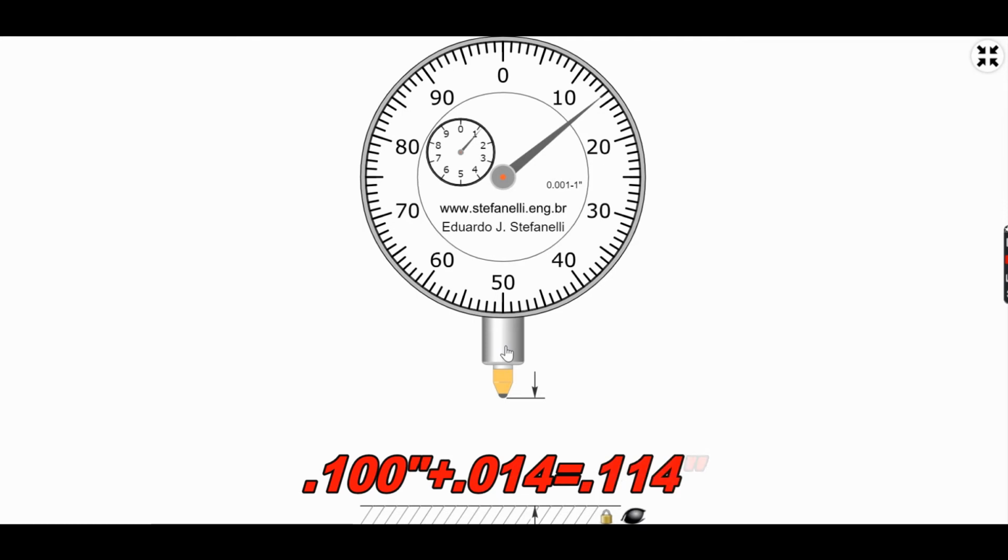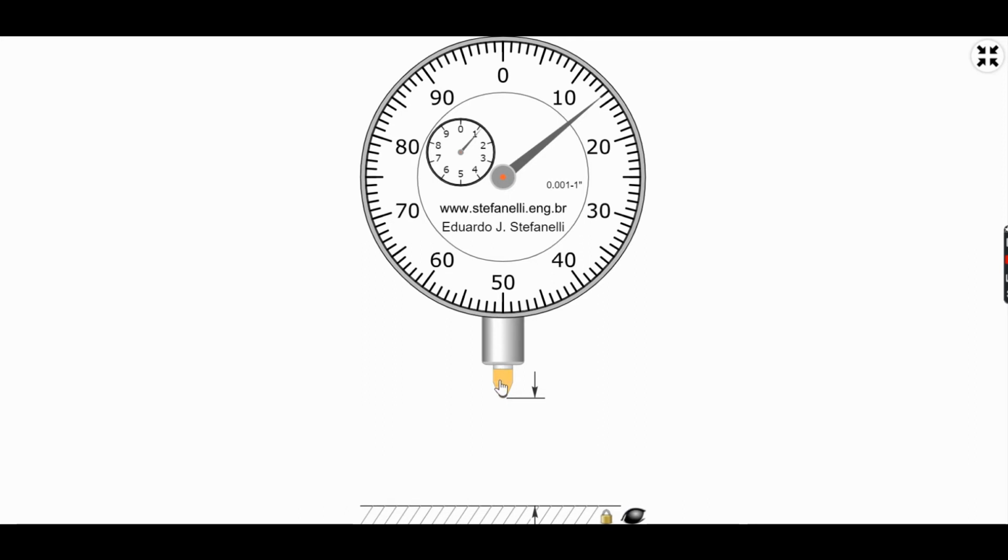It would be 0.114, which is basically saying 114,000ths of an inch of runout. Now, that's obviously way beyond, but we need to understand what the gauges mean. So if we zero this back out, there's another detail that we run into.